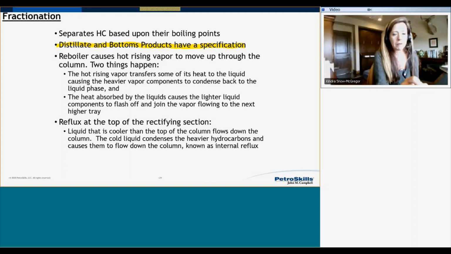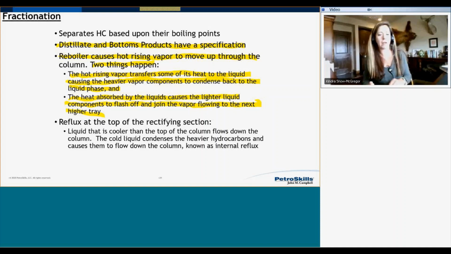And so what's happening is my reboiler is causing hot rising vapor to move up through the column. All right, so I'm boiling off the light ends in the bottom of the column. And so when I do that, two things happen. The hot rising vapor transfers some of its heat to the liquid, causing the heavier vapor components to condense back to the liquid phase. And the heat absorbed by the liquid causes the lighter liquid components to flash off and join the vapor flowing to the next higher tray.